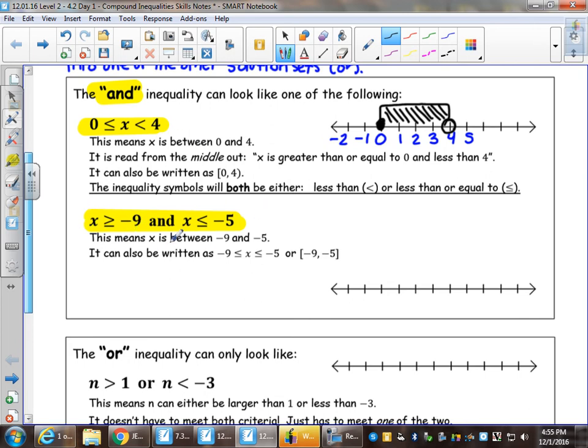So on this number line, I need to fit -9 and -5. So I'm going to try starting from here, and we'll see if I make it. If not, we can erase and try again. So -9, -8, -7, -6, -5. Oh, okay, I made it. Maybe put a couple more that way. This would be -10.